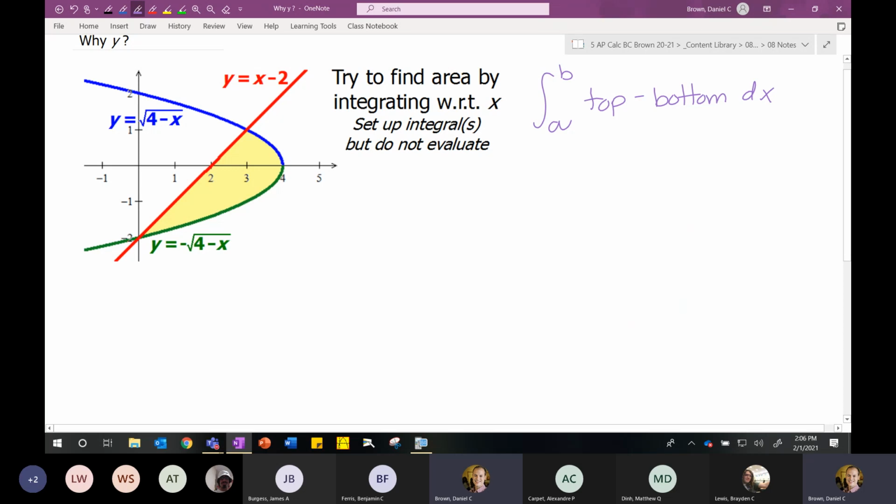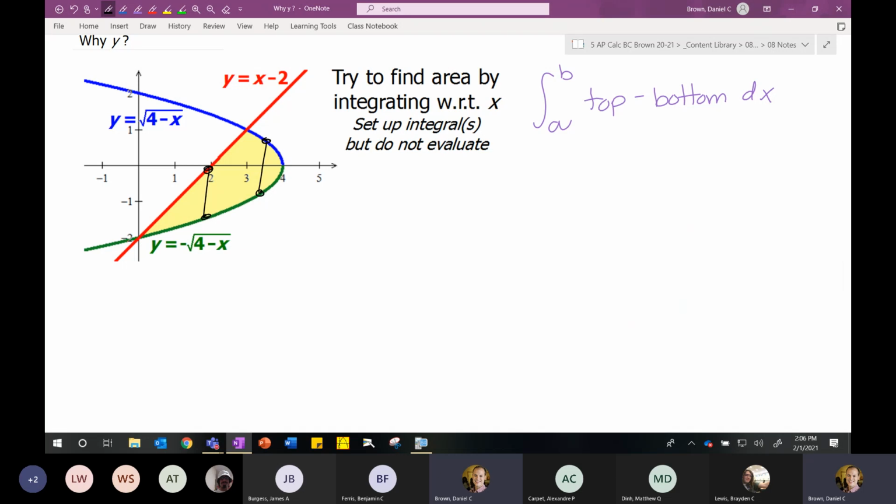Now looking at this region that I have in yellow, what's kind of the issue with doing top minus the bottom of that yellow region and setting up the integral? You have two tops, right? You have this red one. So like on this side of the problem, top minus the bottom is that line minus the green function. But as you move across, it becomes the blue over the green. So the top function basically switches, not like halfway between, but somewhere in the middle of that region.